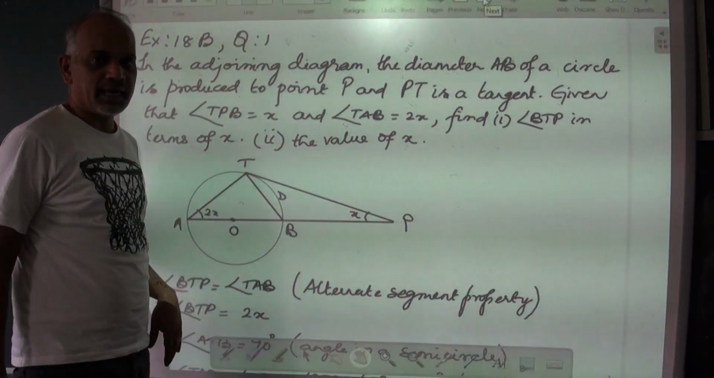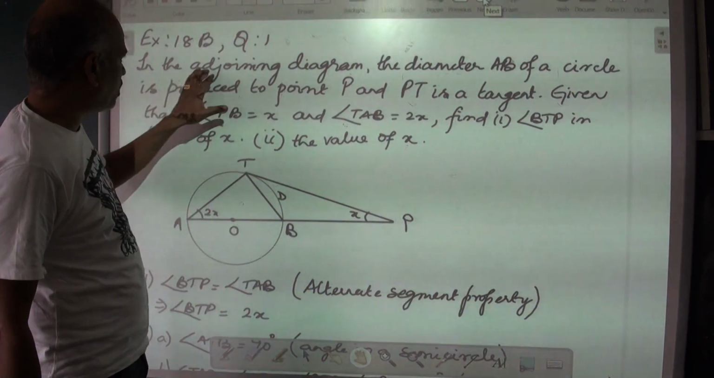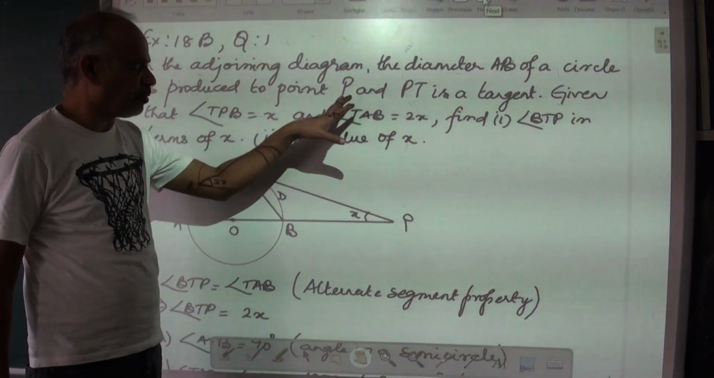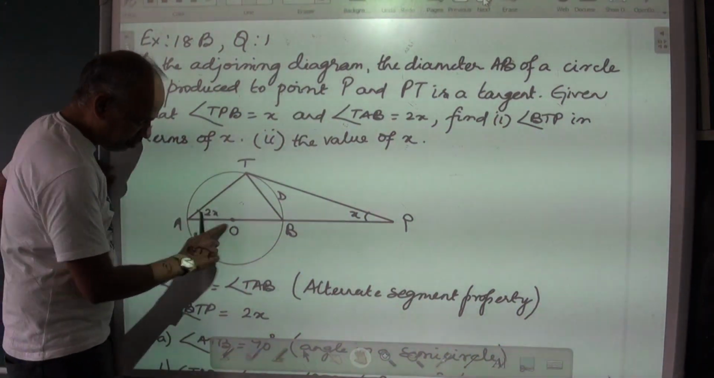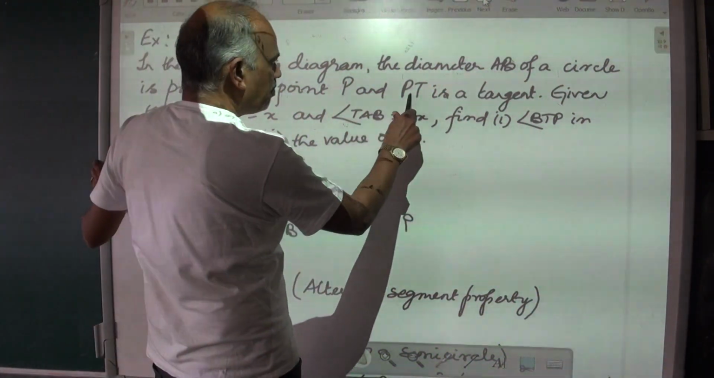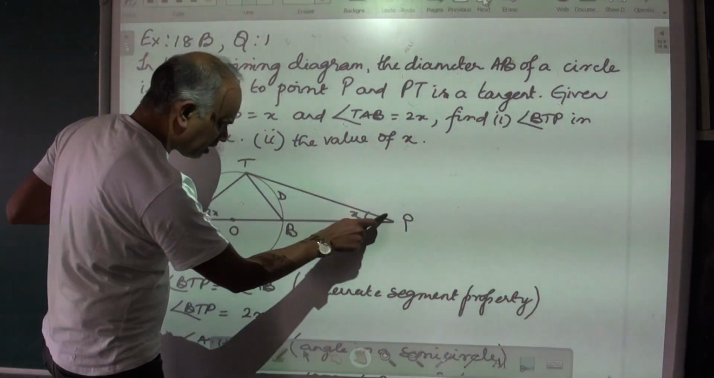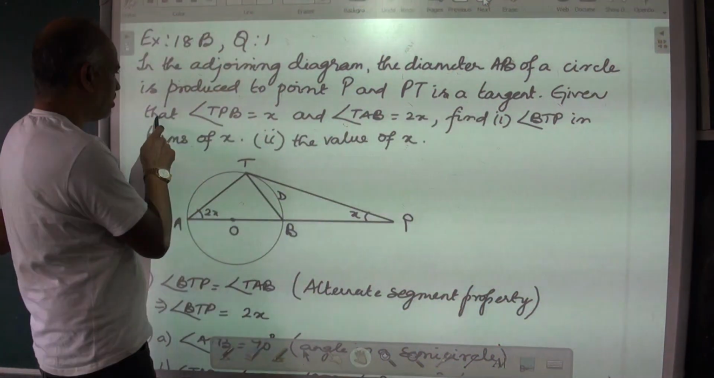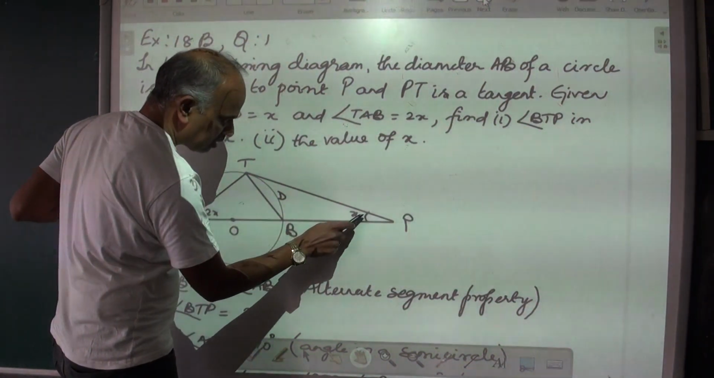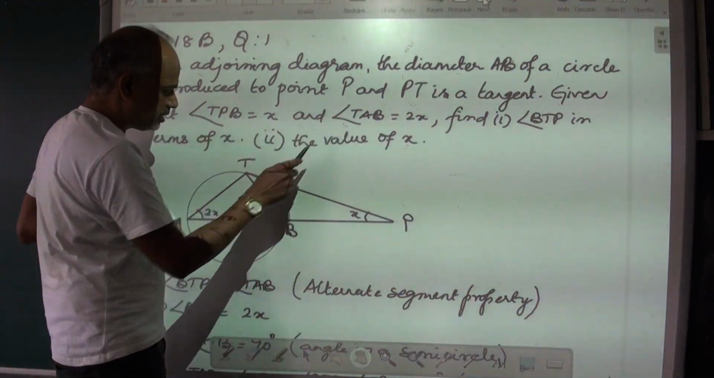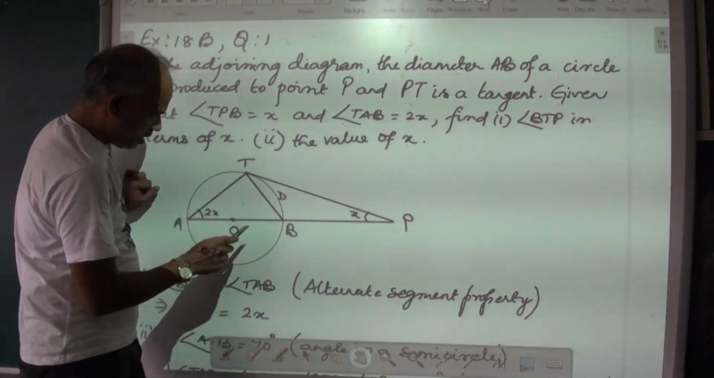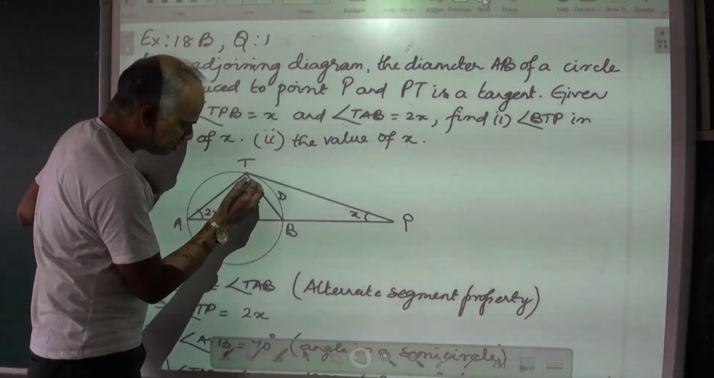Next, exercise 18b, question number 1. In the adjoining diagram, the diameter AB of a circle is produced to a point P. AB is the diameter. This is produced to a point P. P is outside. And PT is a tangent. P to T, this one, is a tangent. Given that angle TPB is x and angle TAB is 2x. Find angle BTP.